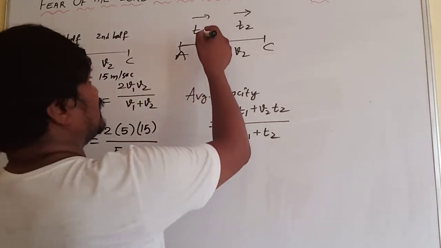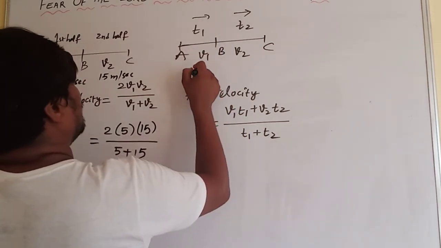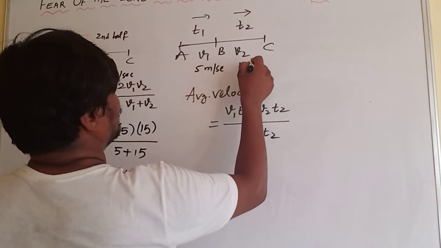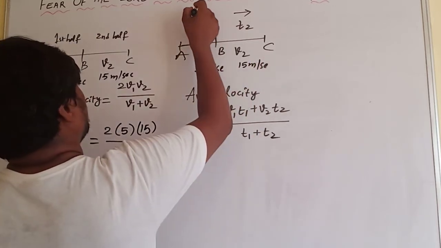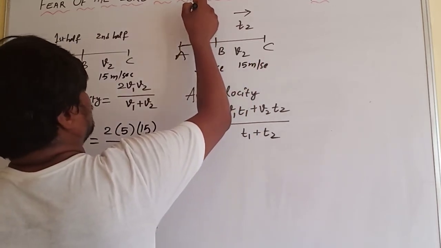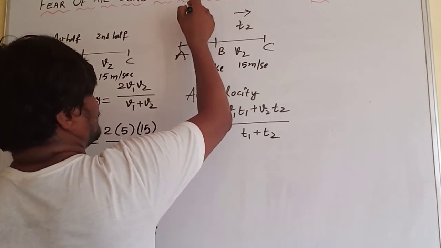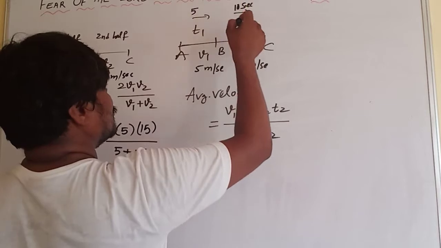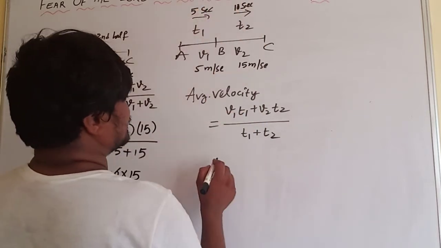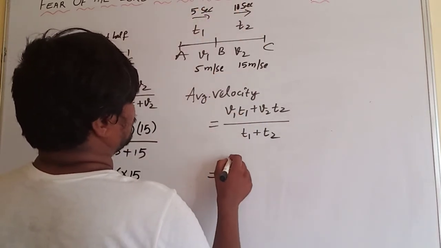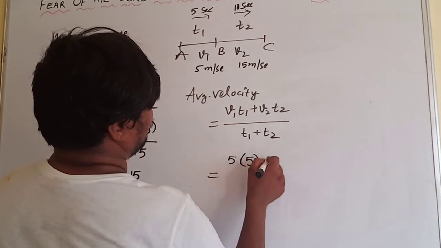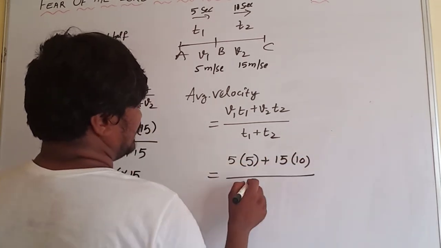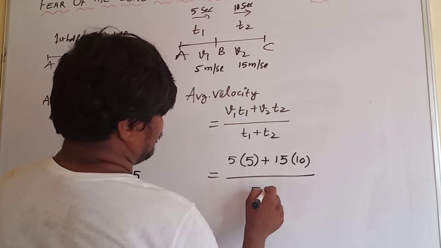And same method here. Velocity is 5 meter per second, and here also 15 meter per second, and here the time they gave is 5 seconds only, and this one will take 10 seconds. So V1 is nothing but 5, T1 is nothing but 5, V2 is nothing but 15, T2 is nothing but 10, and then T1 plus T2, 5 plus 10.